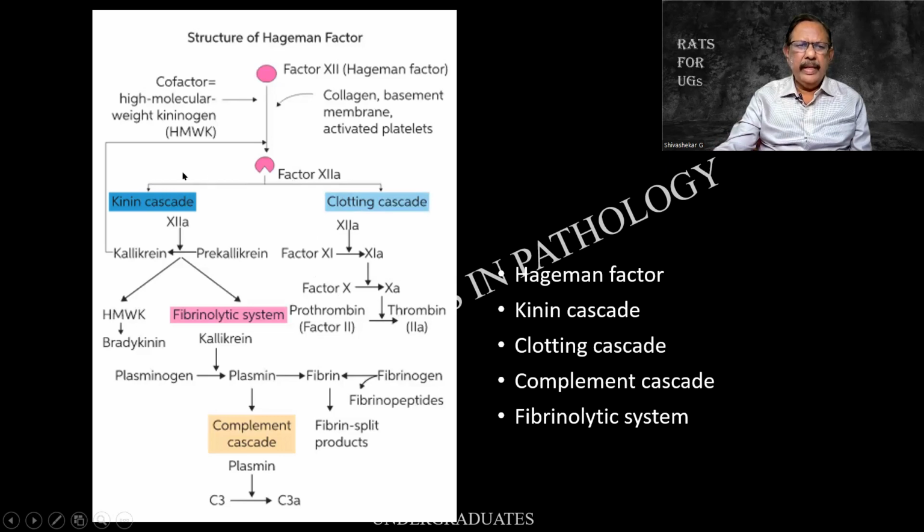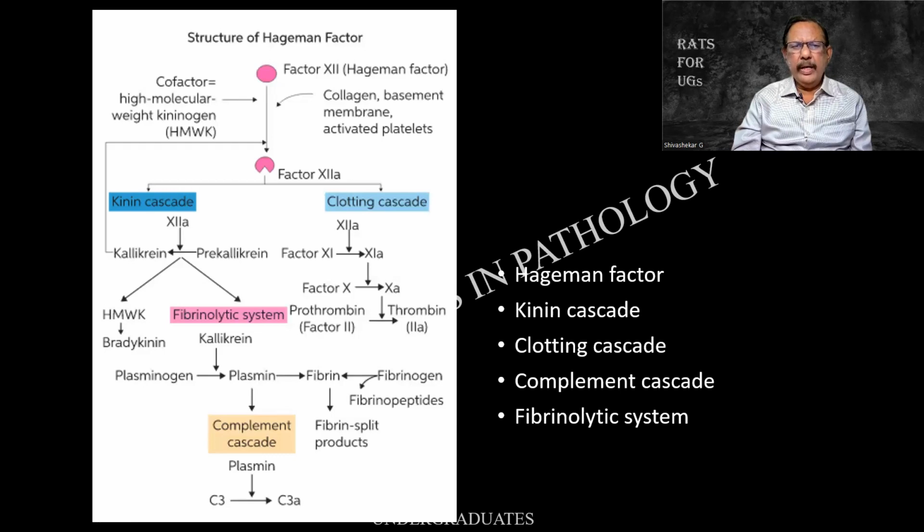At the same time, there is a kinin cascade. Prekallikrein is getting converted to kallikrein, and this leads to the activation of the high molecular weight kininogen producing bradykinin. The fibrinolytic mechanism is also activated, and the kallikrein acts upon plasminogen to form plasmin, and you get fibrin ultimately degraded to fibrin degradation products or fibrin split products. The plasmin can in turn activate the complement system, and there is again a series of events which we call the complement cascade.